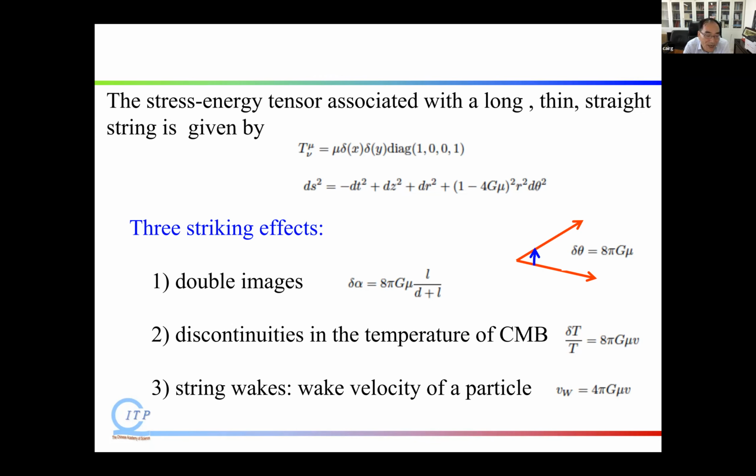Also, there is another very interesting feature. It's called the string wake. When some particle moves around the string, we get a wake velocity of the particle. The velocity is equal to this one.